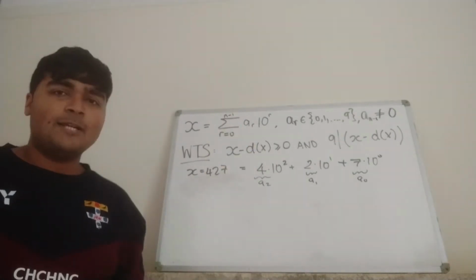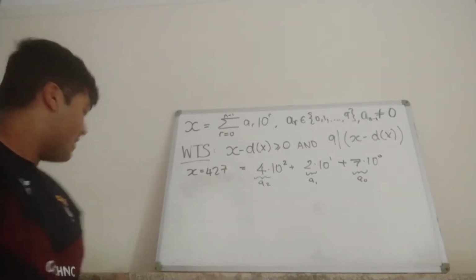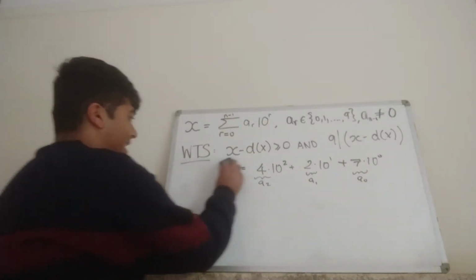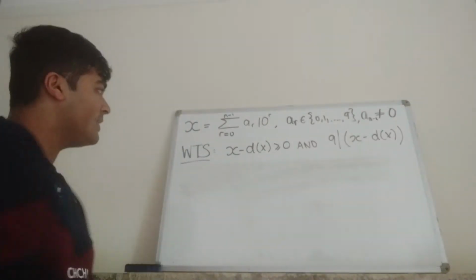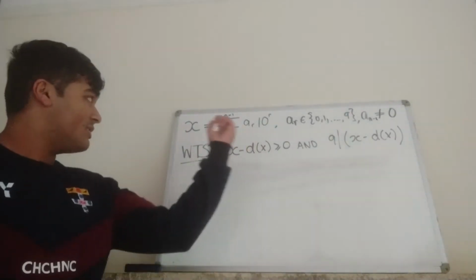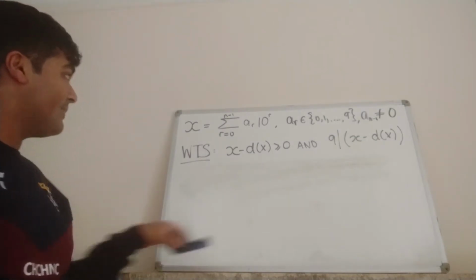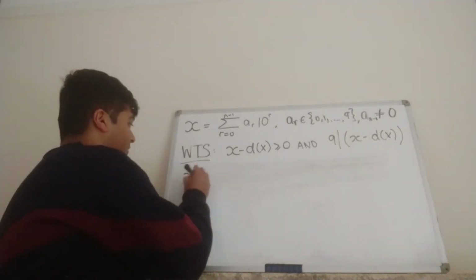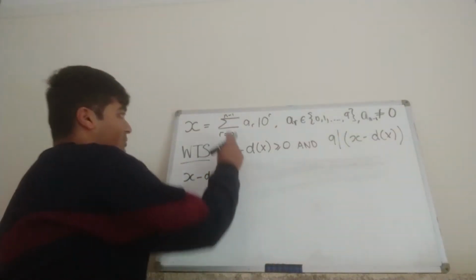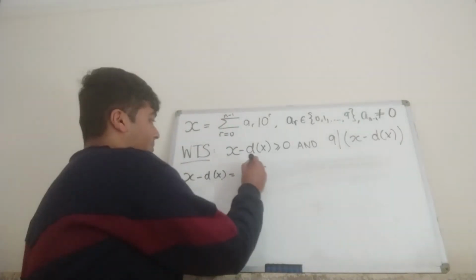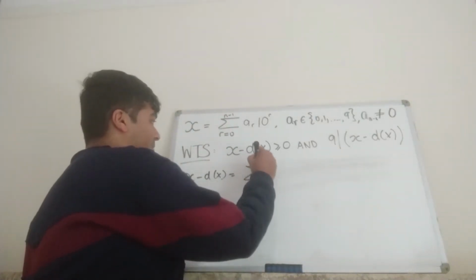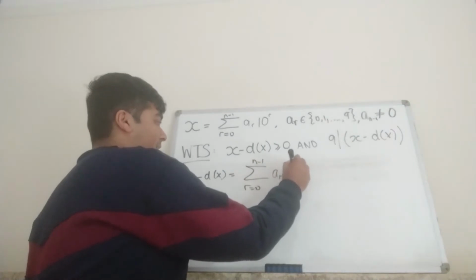So let's show that x minus d of x is non-negative for any arbitrary positive x. So this was just the case x equals 427. So we want to show that it's not negative. Well, let's just do x minus d of x like so. So x minus d of x is just, well, if you write x like so, it's the sum from r equals 0 to n minus 1 of ar times 10 to the r.